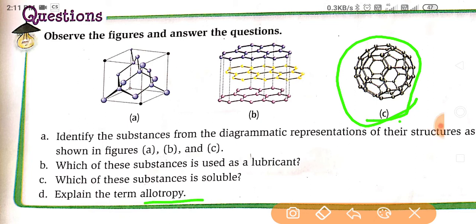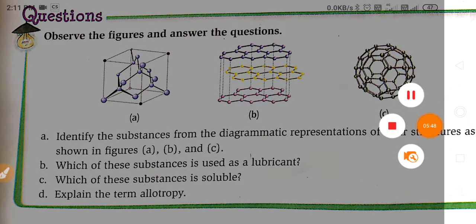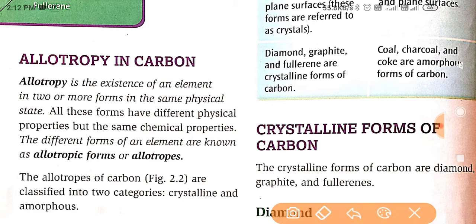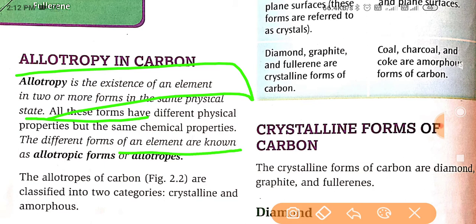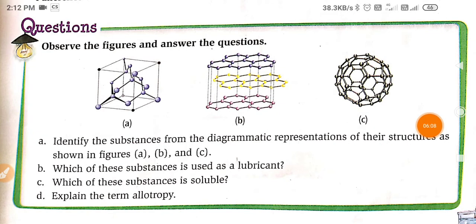Explain the term allotropy. In the last class we read about allotropy. Allotropy is the existence of an element in two or more forms in the same physical state. This is known as allotropy, and the different forms of the element are known as allotropic forms or allotropes. So these are the answers to the questions which we read till now.